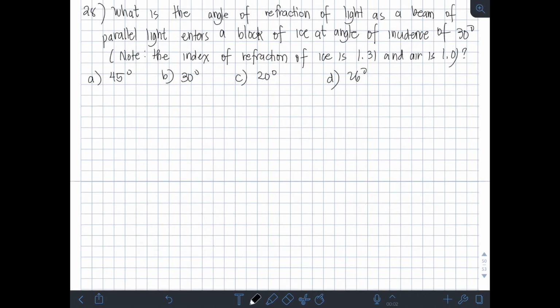Okay? Next, we have, what is the angle of refraction of light as a beam of parallel light enters a block of ice at an angle of incidence of 30 degrees. Note, the index of refraction of ice is 1.31 and air is 1.0. Okay, so we can use Snell's law here.